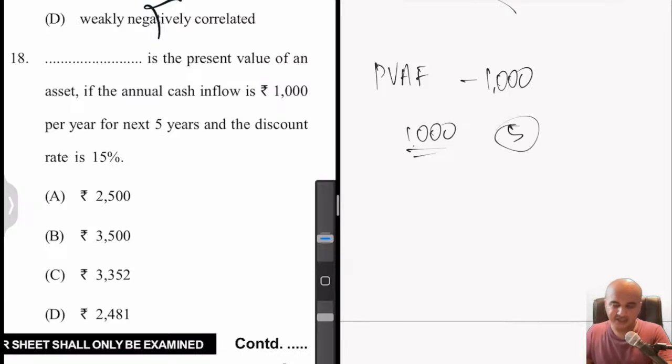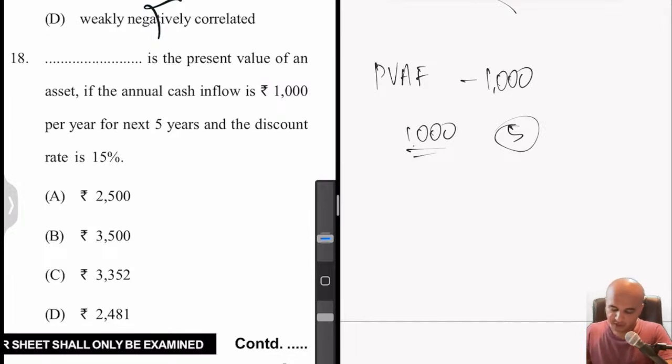So for how many years should we consider the present value annuity factor? For 5 years. What is the rate here? 15%. Okay, so the present value of an asset, they say, is the amount of money that would be needed today to produce the same stream of future cash flows. So in this case, the asset is expected to generate how much? 1,000 per year for the next 5 years. The discount rate is 15, which means that money today is worth more than money in the future, because the discount rate is there. That means the value of the money comes down every year by how much? By 15%.